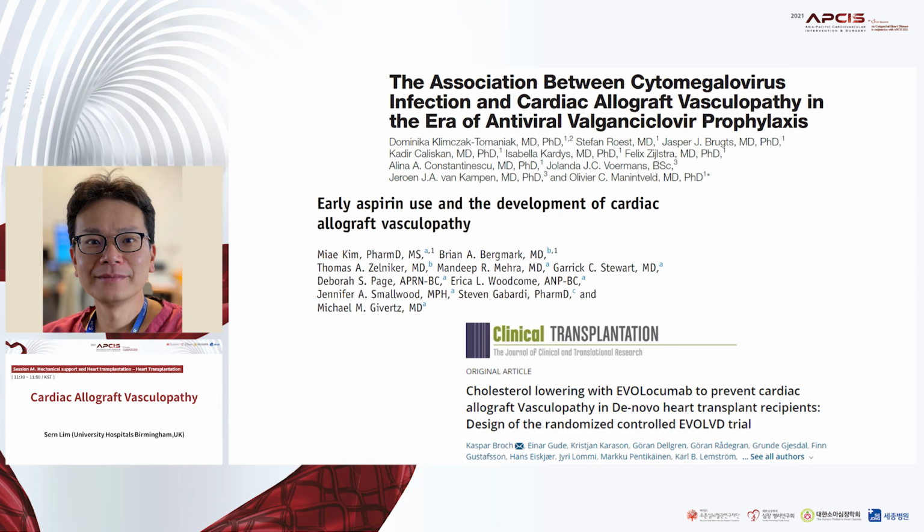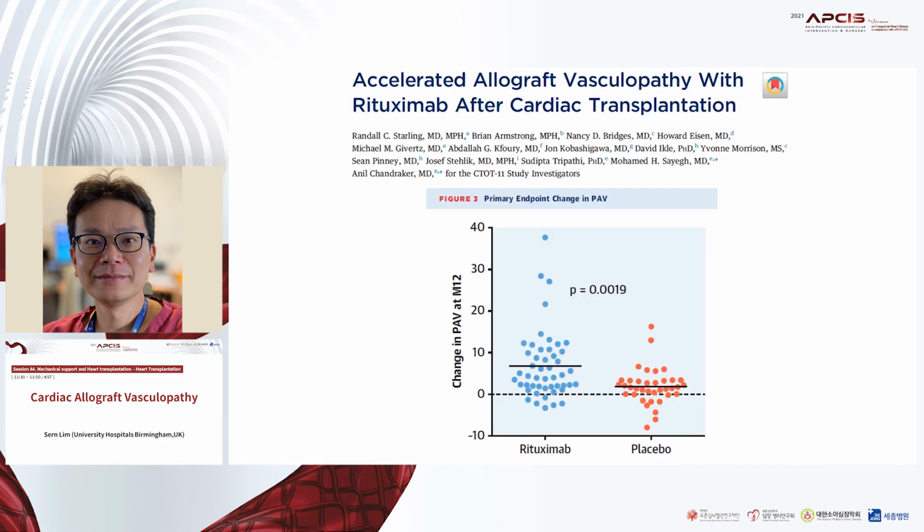This is an interesting study of rituximab used in the early post-transplant period as part of the immunosuppression management. And I should emphasize that this is not the use of rituximab in the context of PTLD, for example, but the early use of rituximab appears to predispose patients to development of vasculopathy later on. So we should be cautious about the use of rituximab in the early post-transplant period routinely.